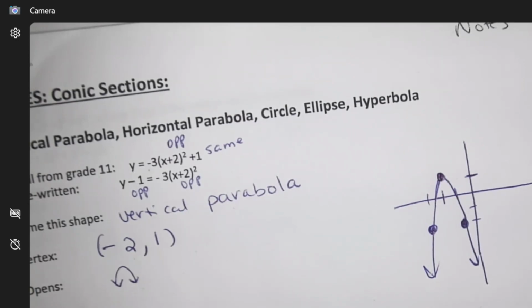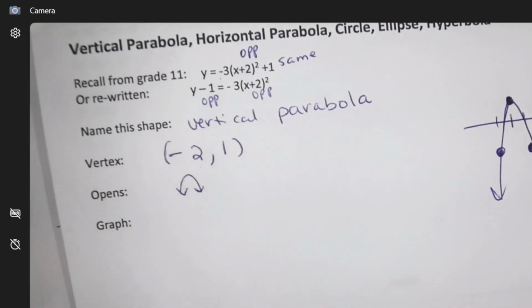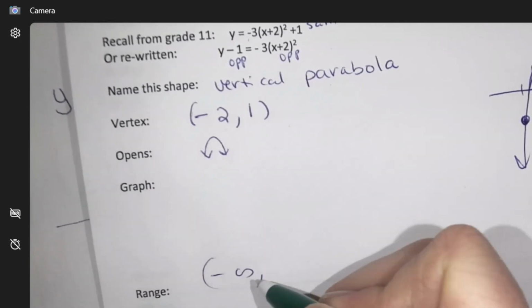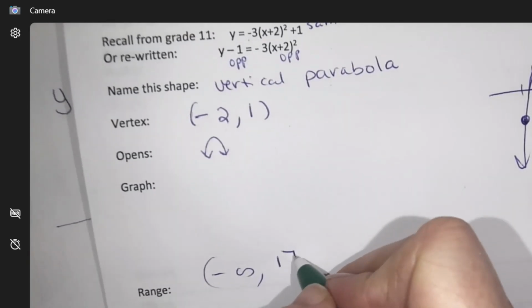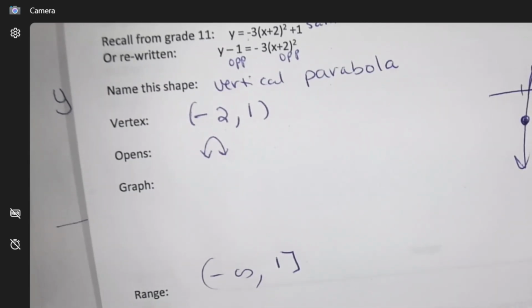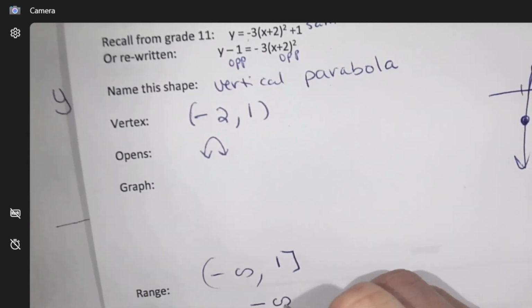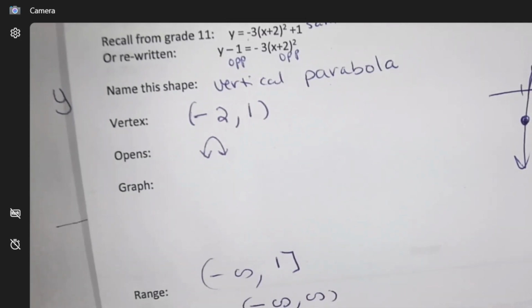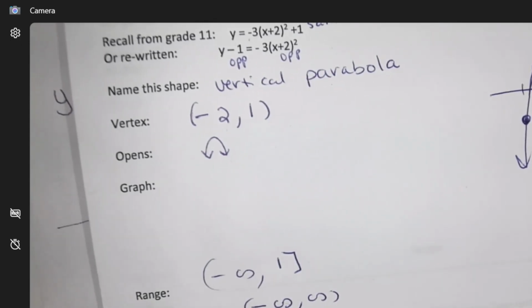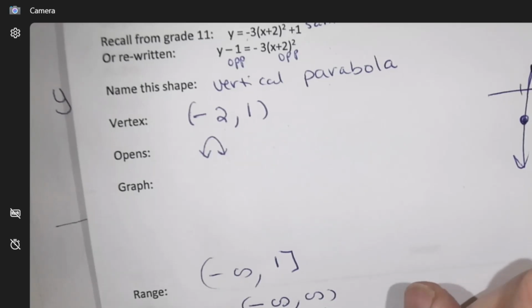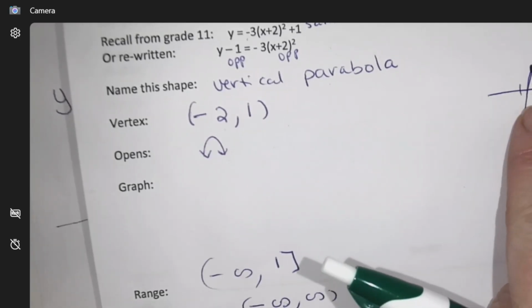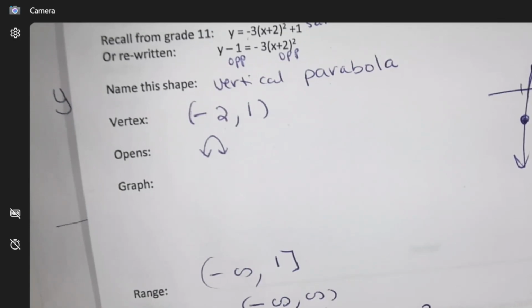Okay, so do you remember that from grade 11? So the range of this, the lowest would be -infinity to the top height of 1. Domain goes out forever and ever. And then the axis of symmetry, do you remember what that is? That cutting line right through the middle. How do you make an up-down cut line? X equals, and which x value would it go right through? -2.